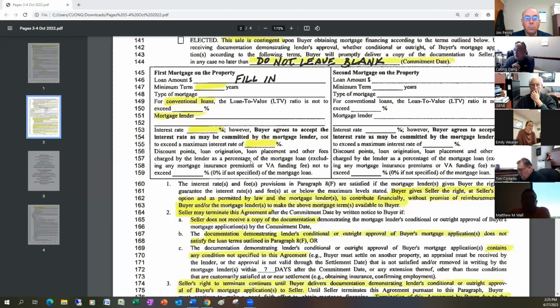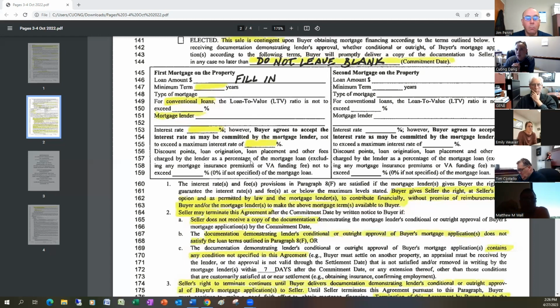The next item is something you should definitely ask your lender. Okay. Discount points, loan origination. Every loan has an origination charge, right? As far as I know. Loan placement, and other fees charged by the lender as a percentage of the mortgage loan, excluding any mortgage insurance premiums or VA funding fee, not to exceed blank percent, 0 if not specified, of the mortgage loan. See, we've always kind of left that blank, haven't we? I mean, has anybody ever filled that in?